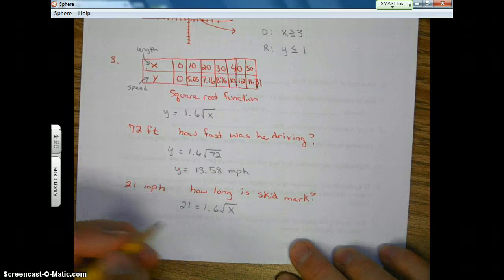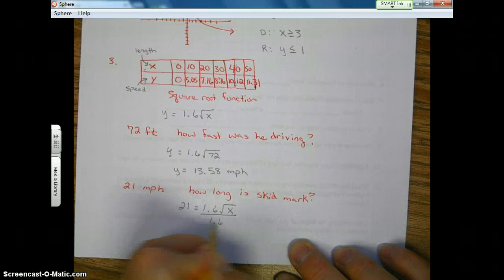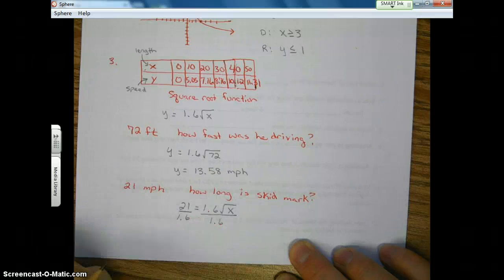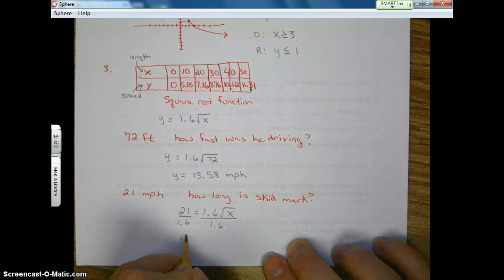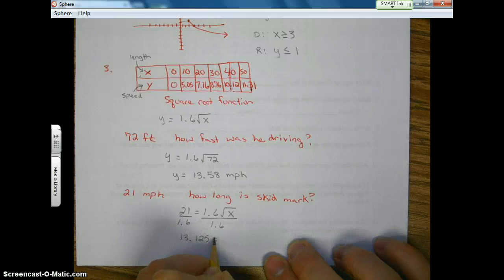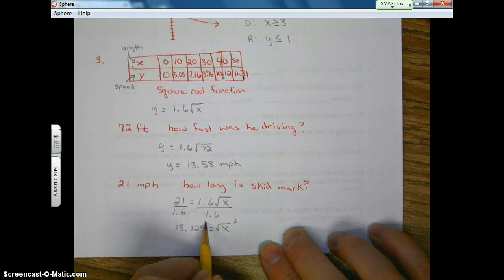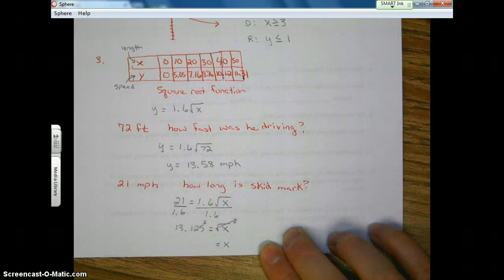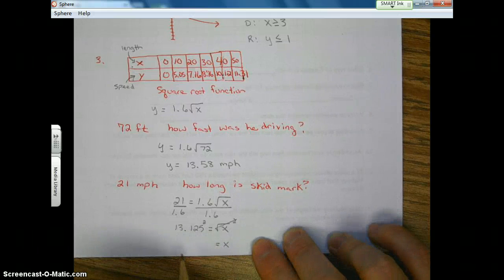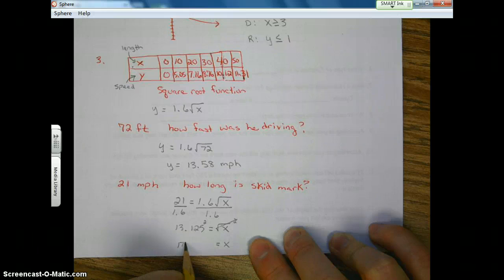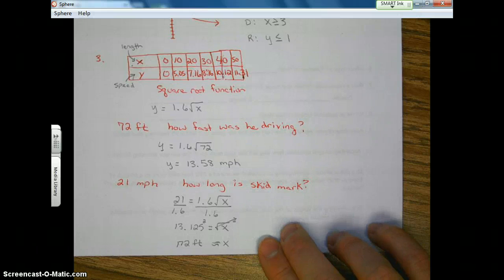Okay, we're going to go ahead and divide both sides by 1.6. So 21 divided by 1.6, we get 13.125 equals the square root of x. Now that the radical is by itself, we can square both sides. So the square cancels out the square root, and our skid mark, plugging this into our calculator, is going to be 172 approximately. So I'm going to do an about 172 feet. And that's how you answer those types of questions.